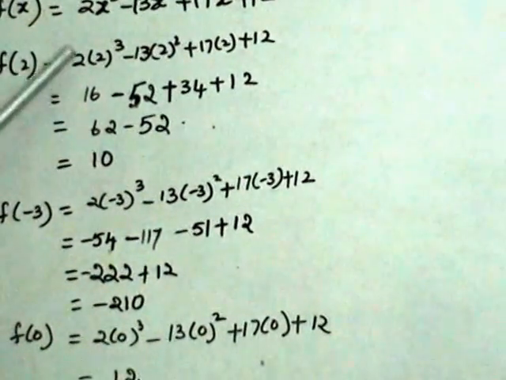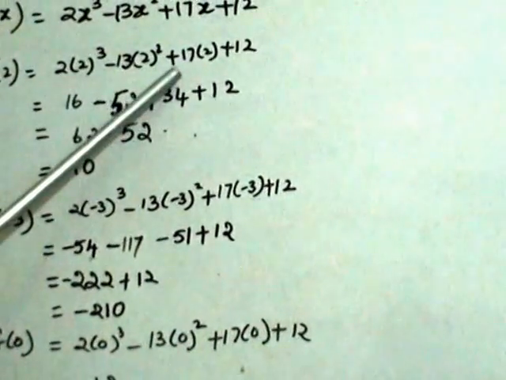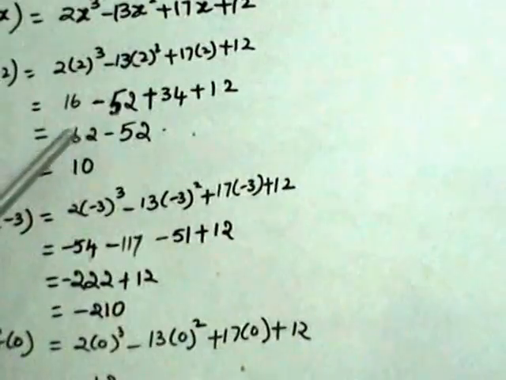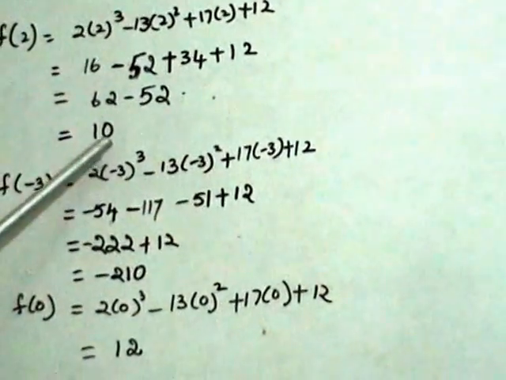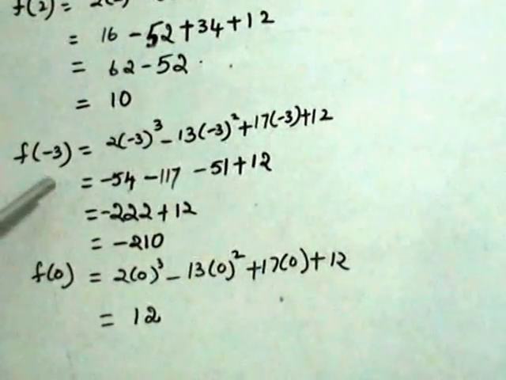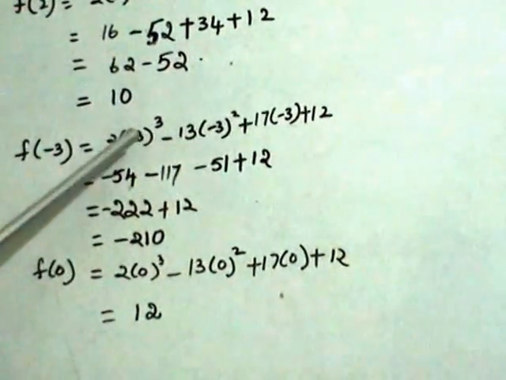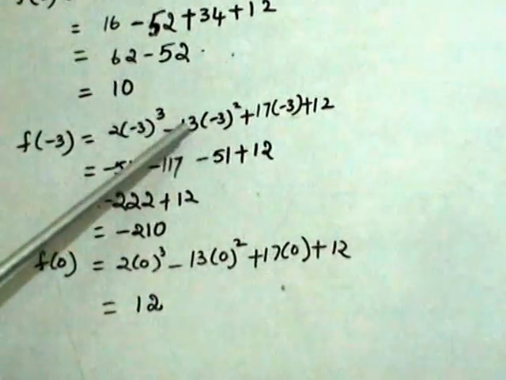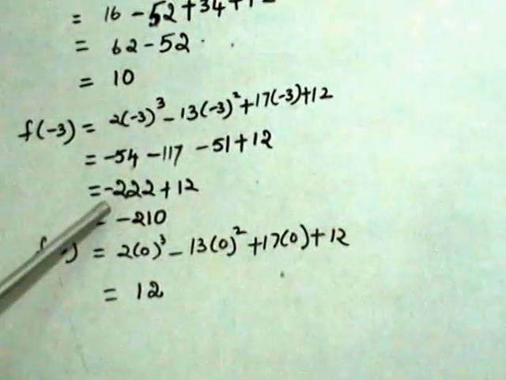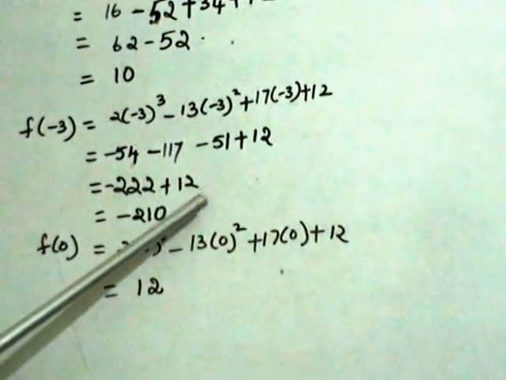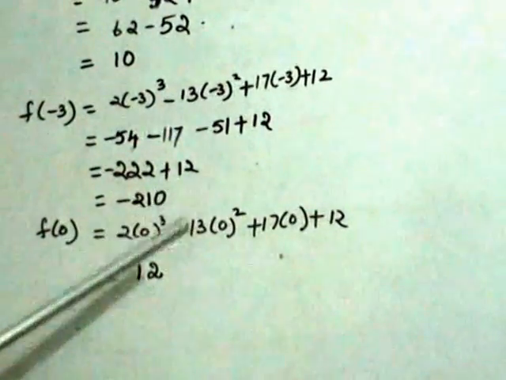you substitute 2 in the place of x: 2 × (2)³ - 13 × (2)² + 17 × 2 + 12, which is 16 - 52 + 34 + 12, which is 62 - 52, that is 10. Similarly, f(-3), substitute -3 in the place of x, we get 2 × (-3)³ - 13 × (-3)² + 17 × (-3) + 12, which is again nothing but -54 - 117 - 51 + 12, which is -210.